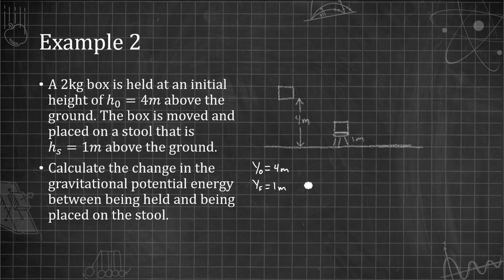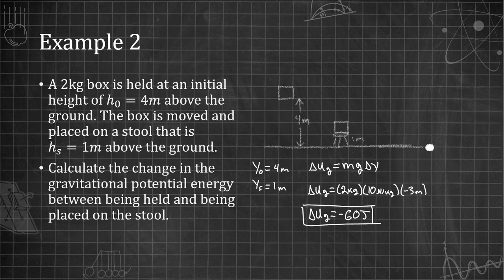So we're going to use that as our delta y in the equation, and we'll just calculate delta U_G is equal to 2 kilograms multiplied by the negative 3 meters multiplied by 10. So we're going to get the change in gravitational potential energy from where it's being held to being placed on the stool is negative 60 joules.